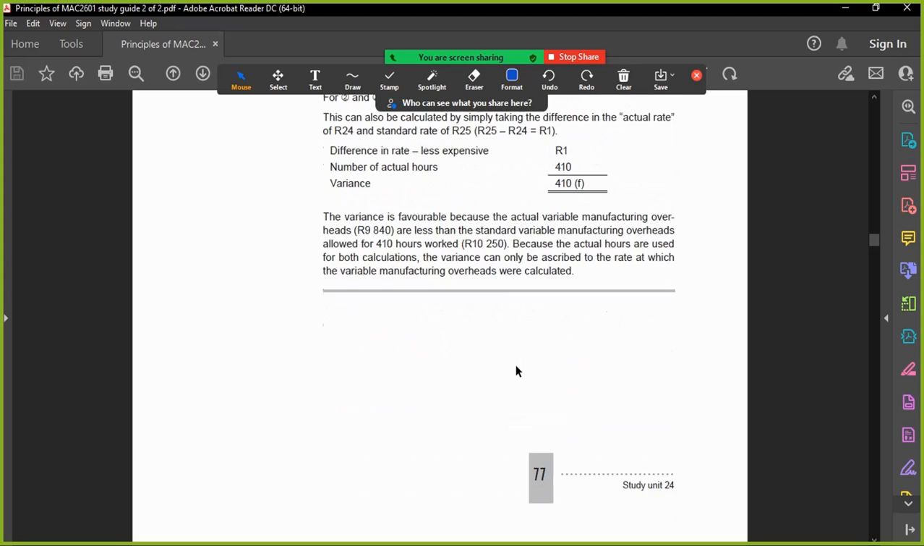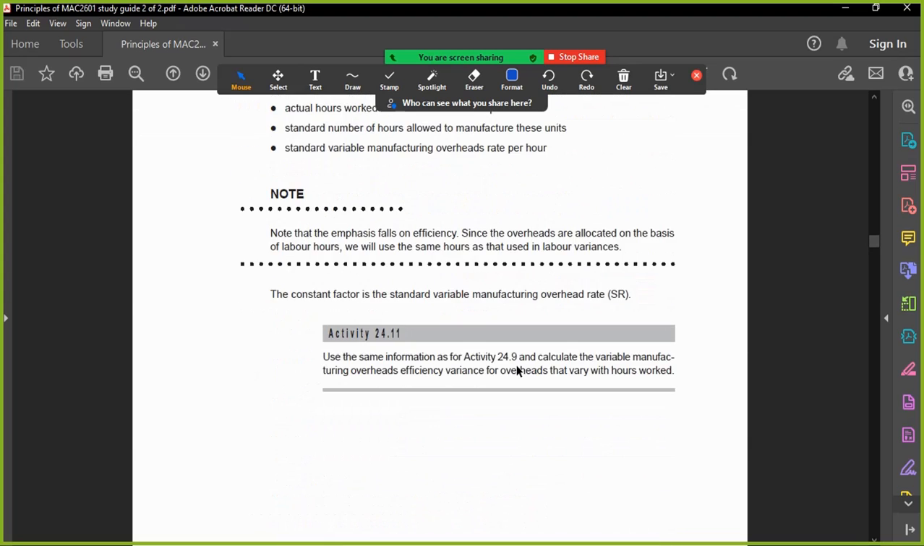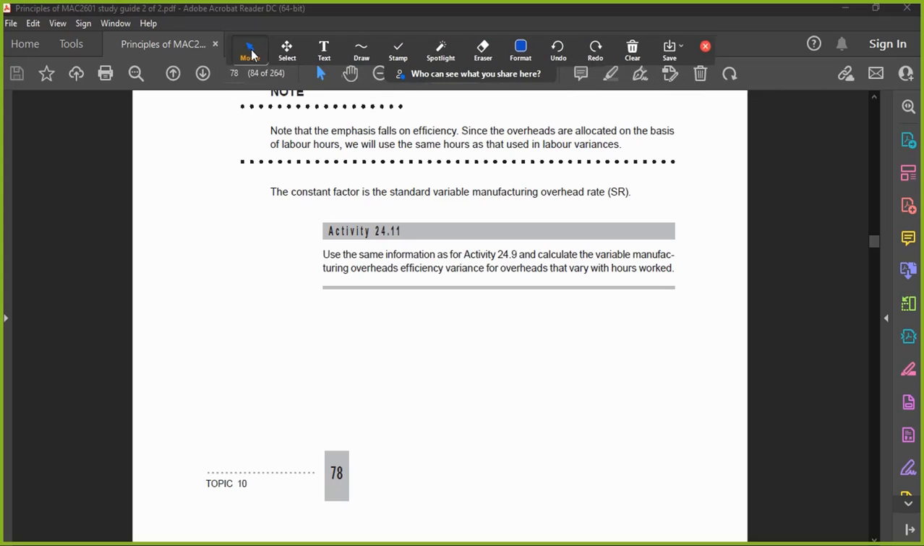Can we maybe do activity 24.16? It's on page 91.